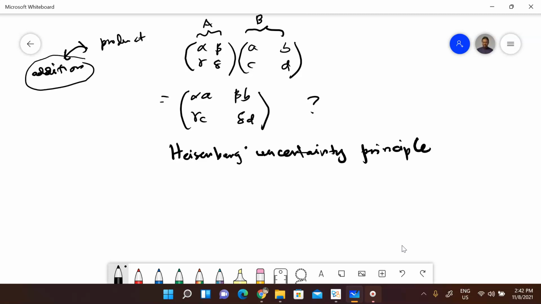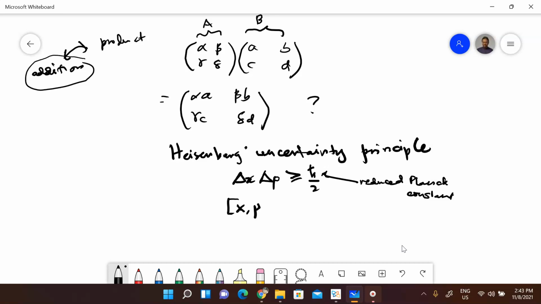Over here you have something like the uncertainty of position multiplied by the uncertainty of momentum is always greater than or equal to some number, which is called the reduced Planck constant. And you can trace this all back to the fact that the commutator of position and momentum in quantum mechanics is not equal to 0.